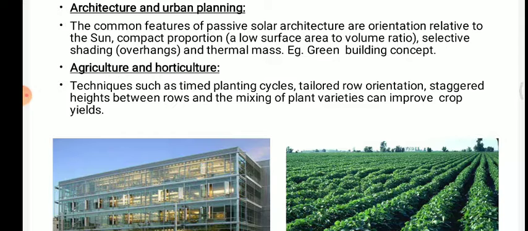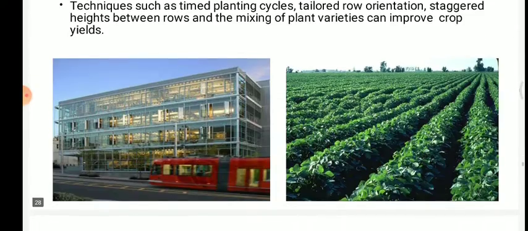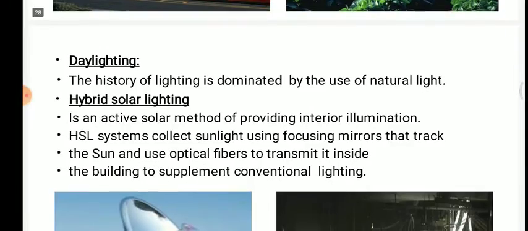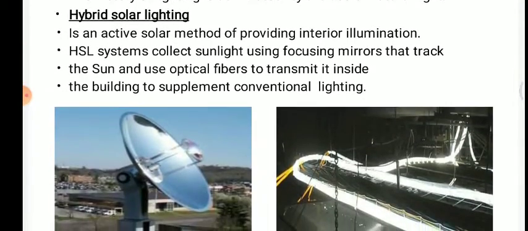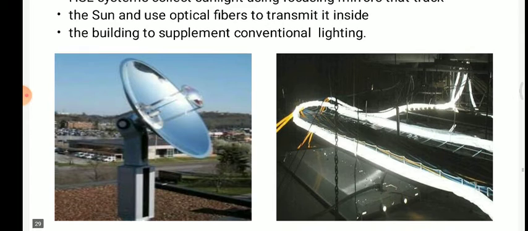Agriculture and horticulture. Techniques such as timed planting cycles, tailored row orientation, staggered height between rows, and mixing of plant varieties can improve crop yields. So basically, passive solar energy we can use in agriculture or urban planning industries. Daylighting: the history of lighting is dominated by the use of natural light, as the right hand side picture shows, there is a light.